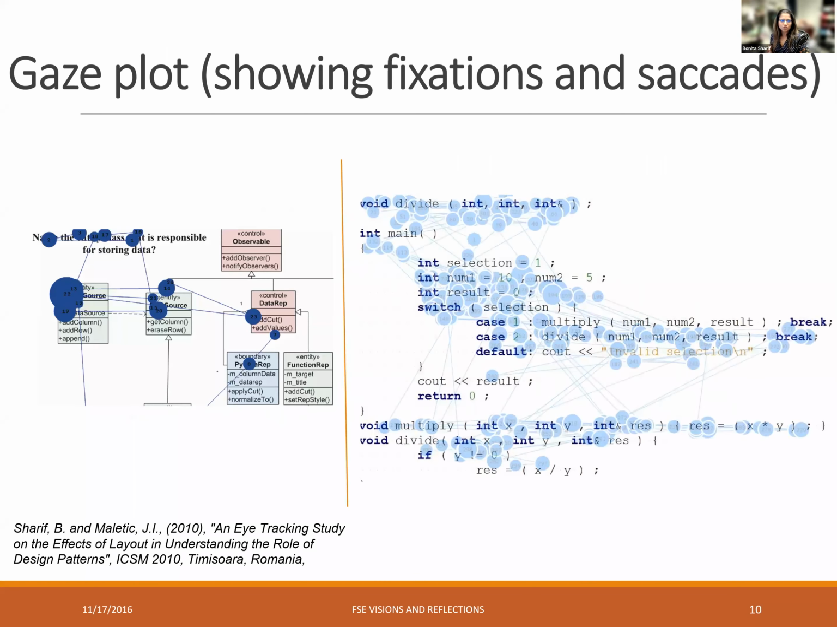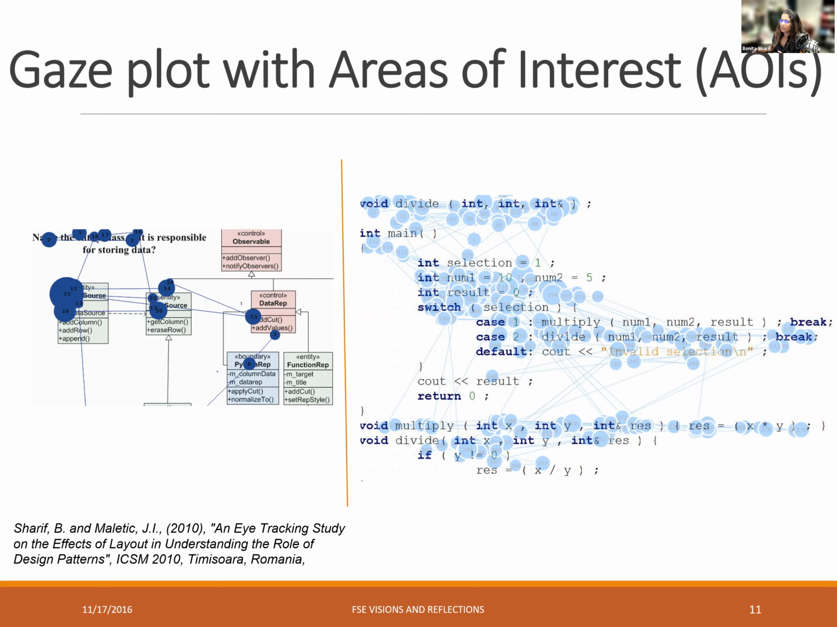So let's get back to software artifacts. Let's look at some software artifacts on which eye tracking has been done before. Here you see a gaze plot of a UML class diagram and some source code. The circles denote fixations on these various points. We usually look at these with respect to an area of interest. So here you might look at how often somebody read the prompt.